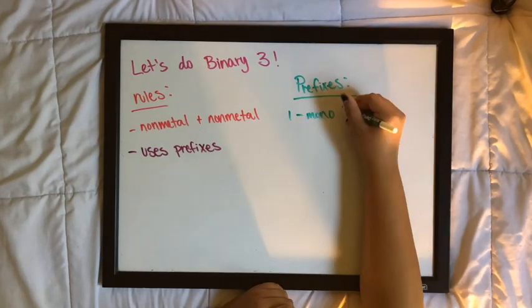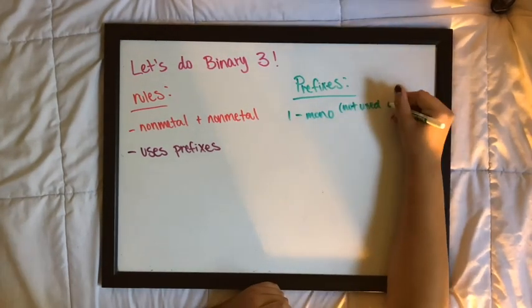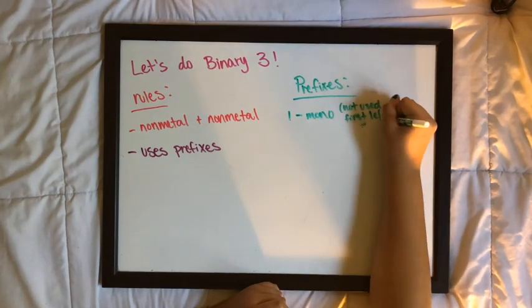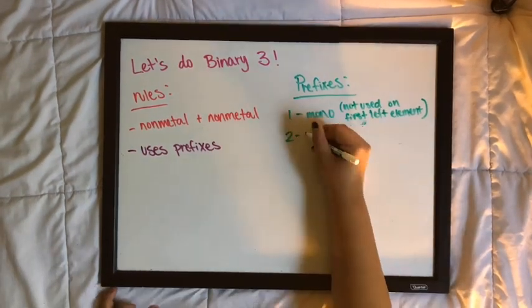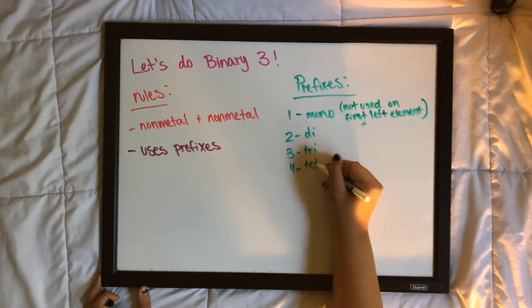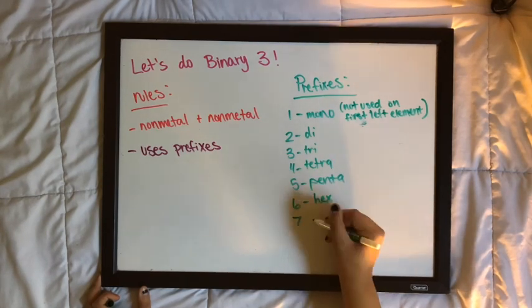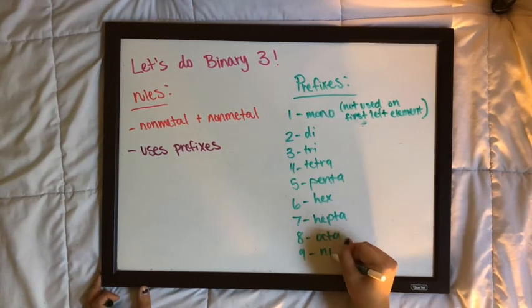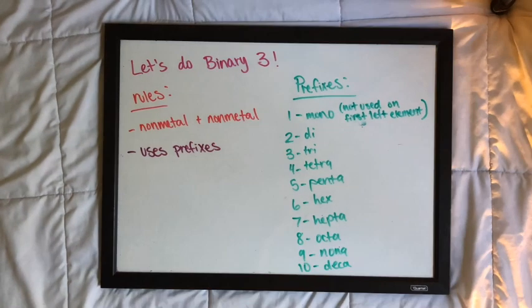So if we have 1, it's mono, and we don't use it on the left one, we only use it on the right element. 2 is di, 3 is going to be tri, 4 is tetra, 5 is penta, 6 is hexa, 7 is hepta, 8 is octa, 9 is nona, and 10 is deca.